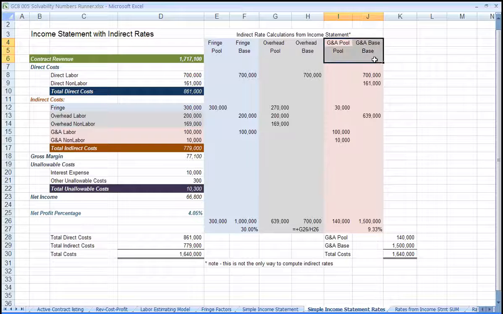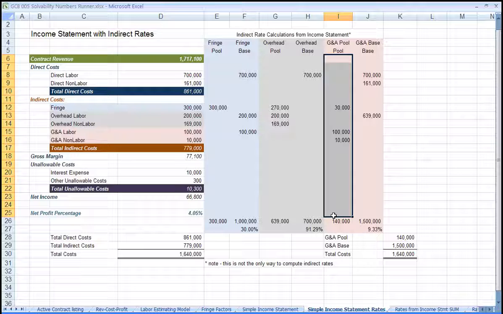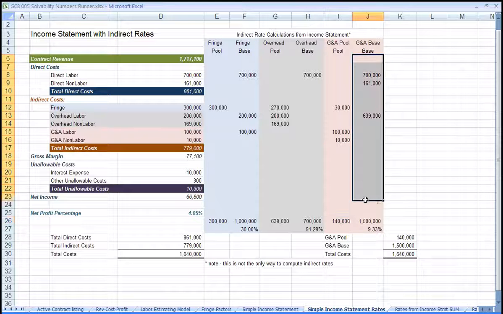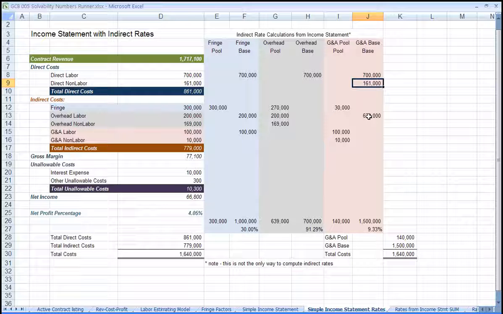Last, we'll compute the G&A rate. The G&A pool is the corporate costs, in this case G&A labor, G&A non-labor, plus the fringe on G&A labor. The base for G&A is all other cost excluding G&A. This method is called total cost input. You can see here that the base for G&A is direct labor, direct non-labor, plus the overhead pool. Here you can see that we have the G&A pool divided by the G&A base to come up with the G&A rate.